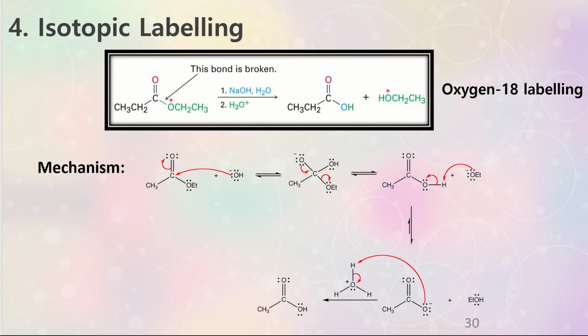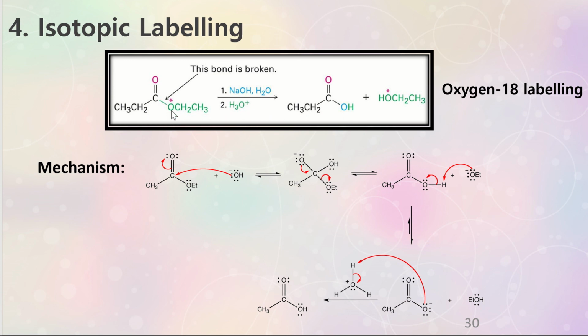All right, so here we have this ester, right? We have this ester, and here we're seeing that this is the bond that's broken. This carbon-oxygen bond, this is the bond that's broken. And so what we're looking at here is the labeling. So anywhere that you see the asterisk, that is where the labeling is. So what kind of labeling are we talking about?